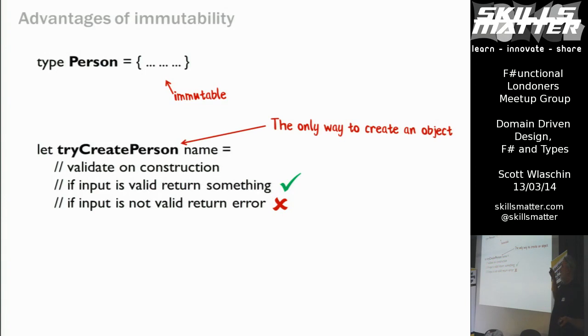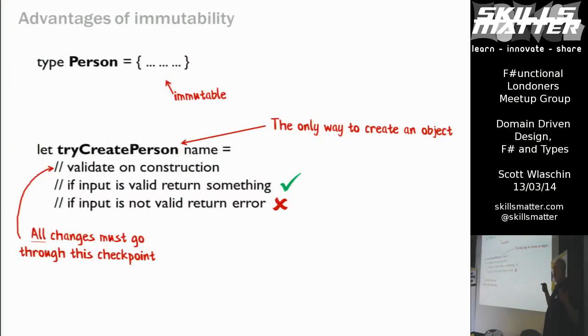What's so great is there are ways to hide the built-in type constructor, so you can expose the type but not the constructor, so that you actually have to force all the code to go through this constructor here. And because it's immutable, any time you want to change anything on that object, you have to make it go through this constructor, which is fantastic because all changes have to go through this one constructor, which means that all the validation logic, all the invariants are in one place.